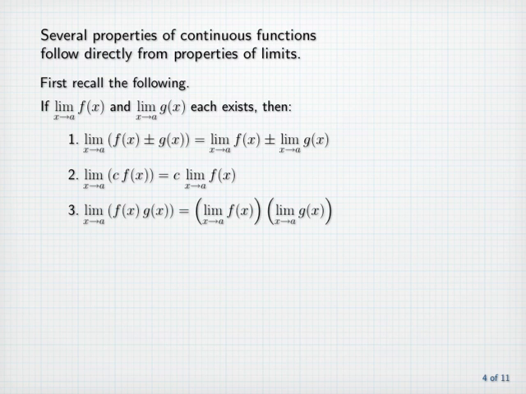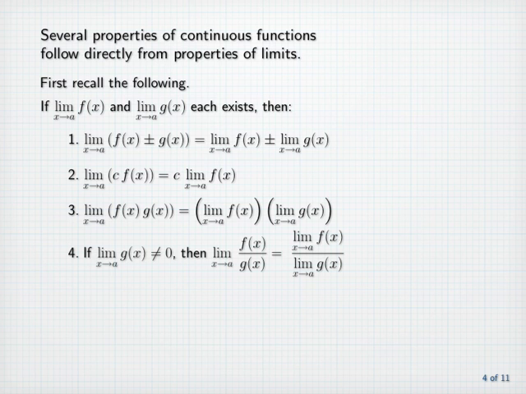The limit of a product is equal to the product of the limits, provided each of those limits exists. If the limit as x approaches a of g of x is not equal to 0, then the limit as x approaches a of the quotient f of x divided by g of x is equal to the quotient of the limits. Now here are corresponding statements about continuity.